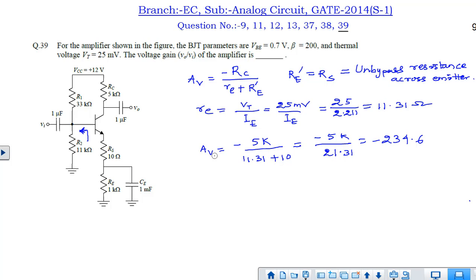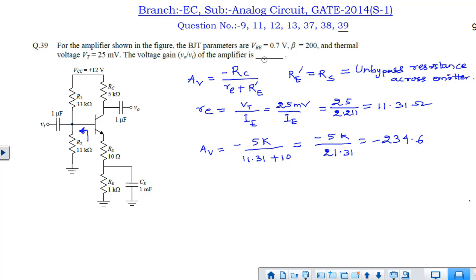Now the gain will be minus 5k, that is RC value is 5k, divided by 11.31 plus RE dash. RE dash is nothing but RS, that is 10. After solving this we will get the value of the gain to be minus 234.6, and that is the answer for the question number 39.